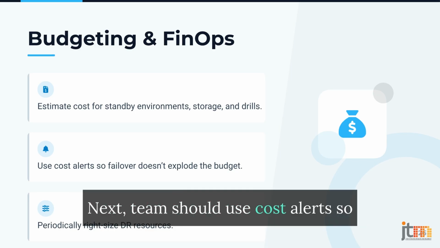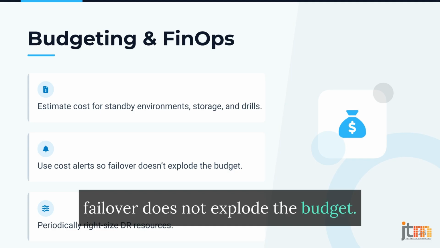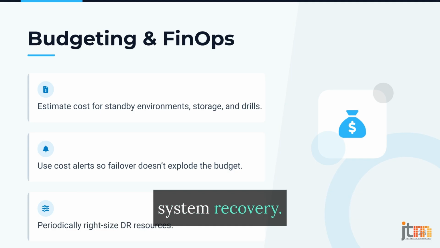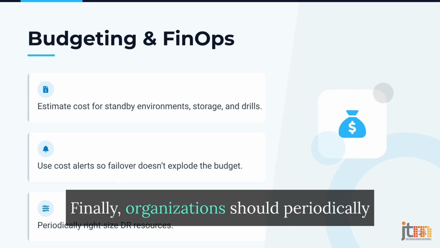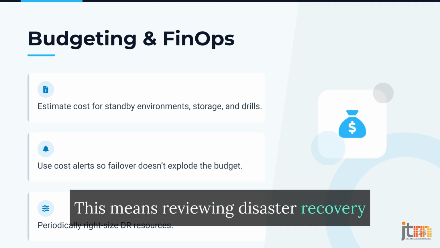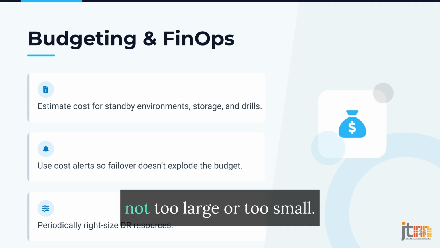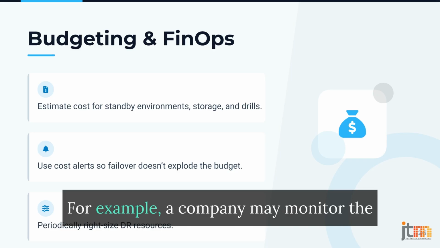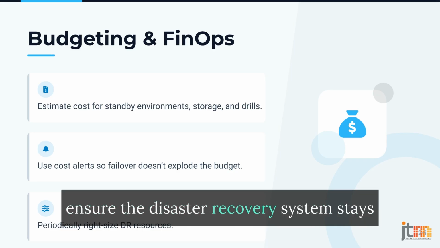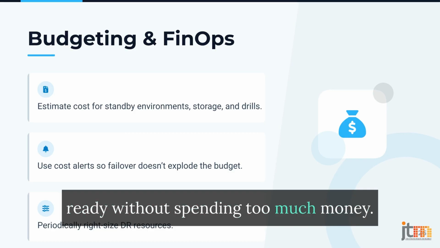Next, teams should use cost alerts so failover does not explode the budget. Cost alerts notify the team if cloud spending suddenly increases during system recovery. Finally, organizations should periodically right-size DR resources. This means reviewing disaster recovery resources and adjusting them so they are not too large or too small. For example, a company may monitor the cost of backup servers in the cloud to ensure the disaster recovery system stays ready without spending too much money.